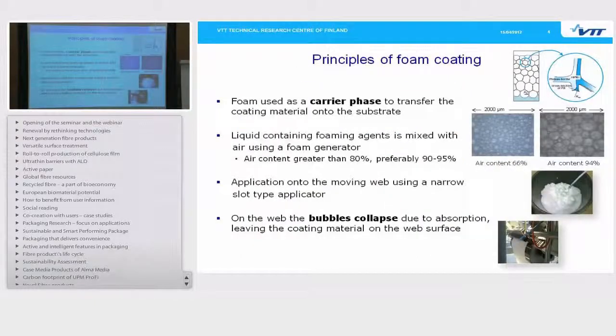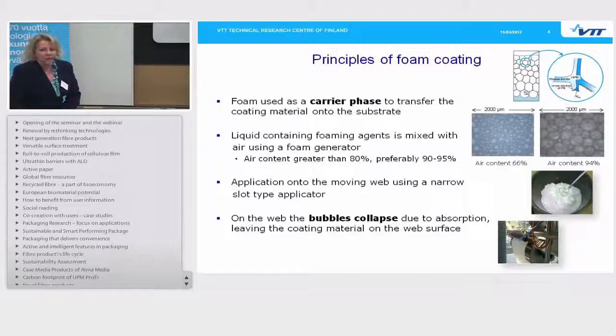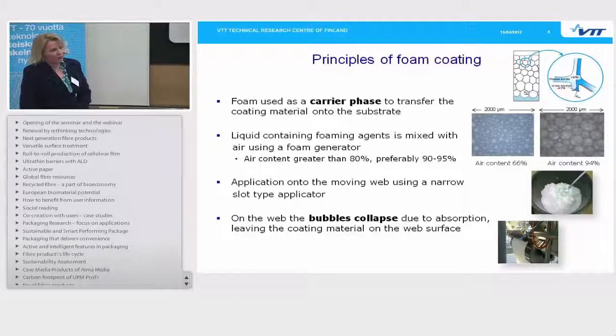In foam coating, foam is used as a vehicle, as a carrier phase, to transfer the material to the substrate surface. We produce the foam by mixing the starting material, foaming agent, and pressurized air in a special foaming generator. There is a rotor-stator mixing head. And the foam produced contains 90 to 95% air.